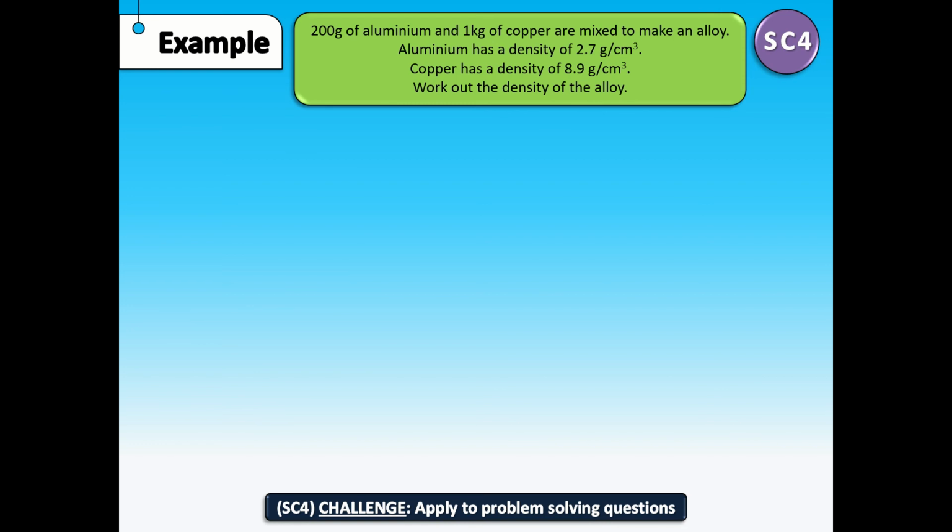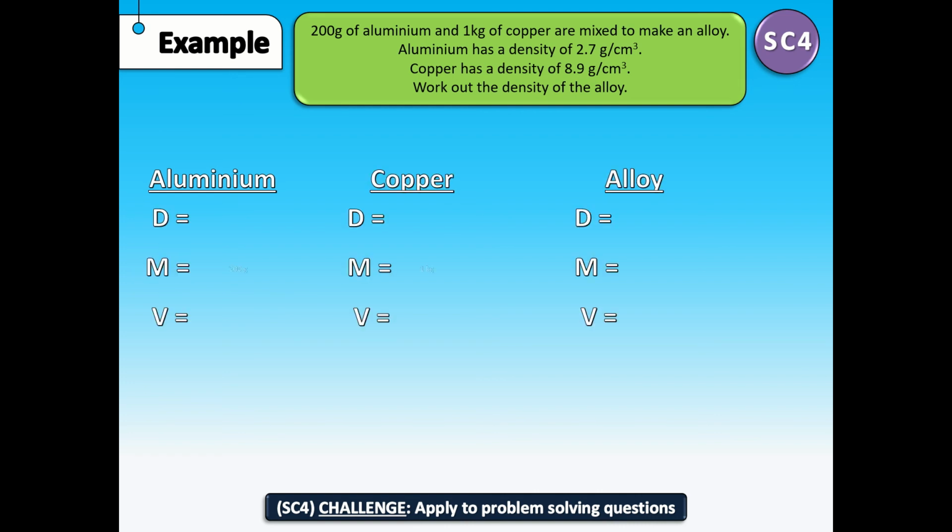"200 grams of aluminium and 1 kilogram of copper are mixed to make an alloy. Aluminium has a density of 2.7 grams per centimeter cubed, and copper has a density of 8.9 grams per centimeter cubed. Work out the density of the alloy." So let's write down what we know first of all to be able to answer this question.